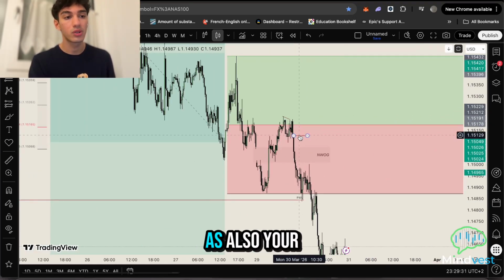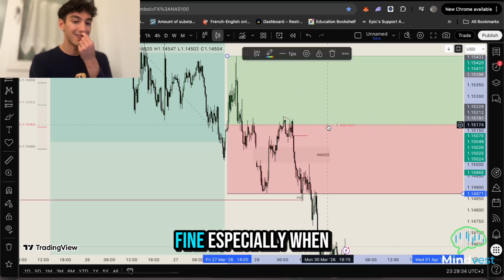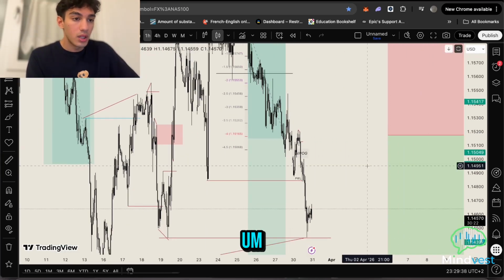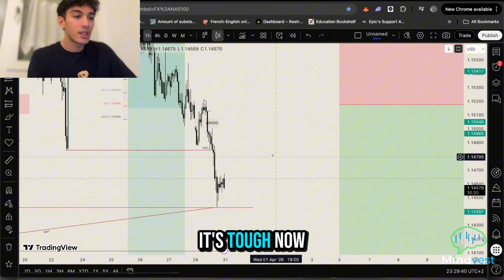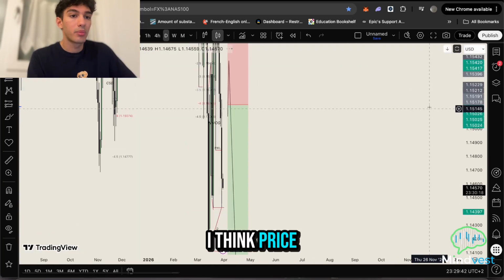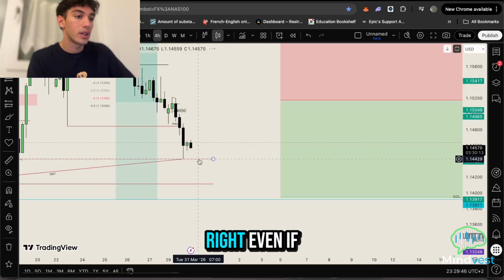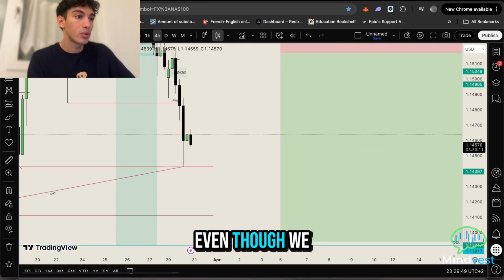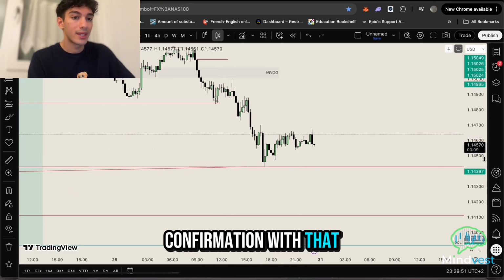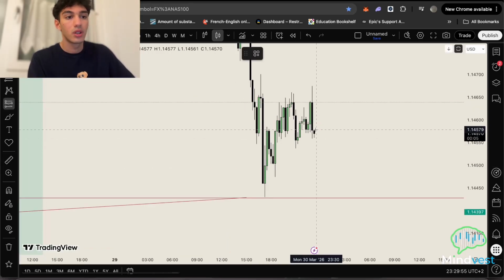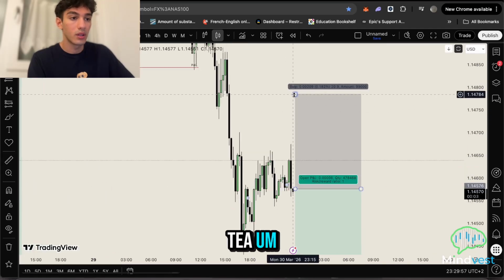What I'm saying is, as long as your stop loss is also in premium, then you are fine, especially when you're like that. But yeah, it's tough now because I think price is at a point where you don't want to short this deep into the range, right? Even if this candle starts, even though we already have confirmation now with that SMT and a CISD, right? Shorting here in Asia, not my cup of tea.